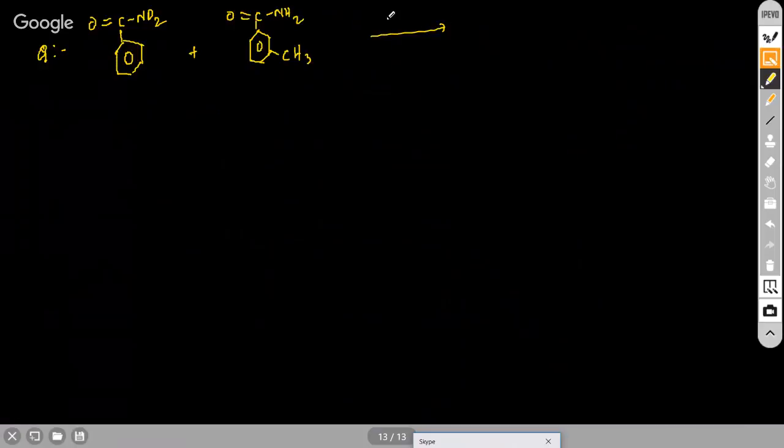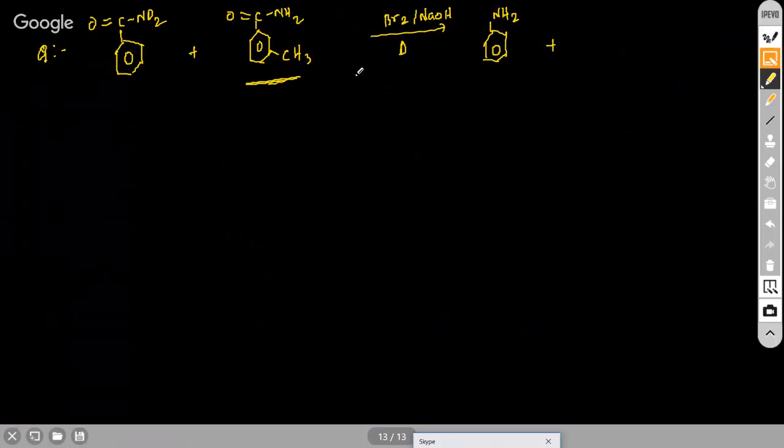This, when it reacts with Br2 and NaOH, what is the product? The two compounds will independently react with Br2 and NaOH. First, assume the other reactant is not given. How will this react? The product will be a benzene ring with NH2 when this reacts with this, correct?